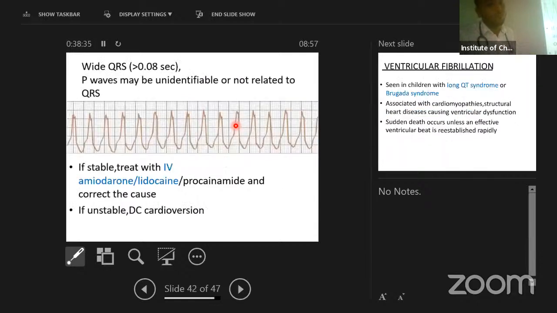The ECG shows wide QRS complexes. P waves are unidentifiable and not related to the QRS complex. In ventricular tachycardia, if the patient is stable, we can treat with amiodarone, lidocaine, or procainamide. If the patient is unstable, we can give DC cardioversion as the treatment of choice.